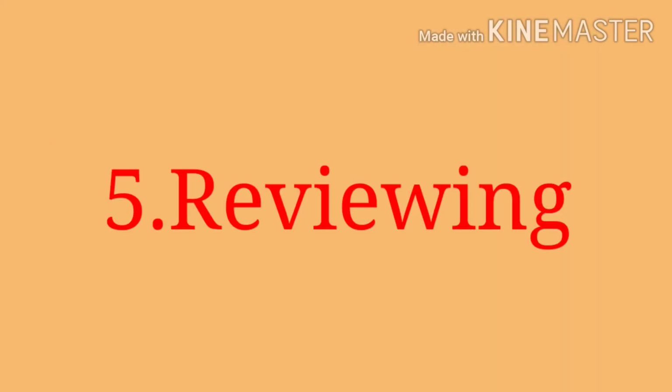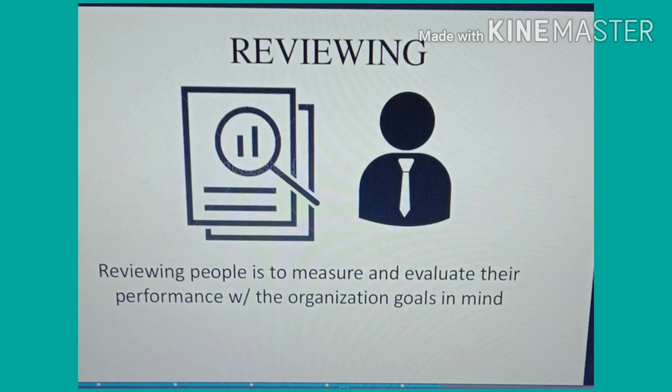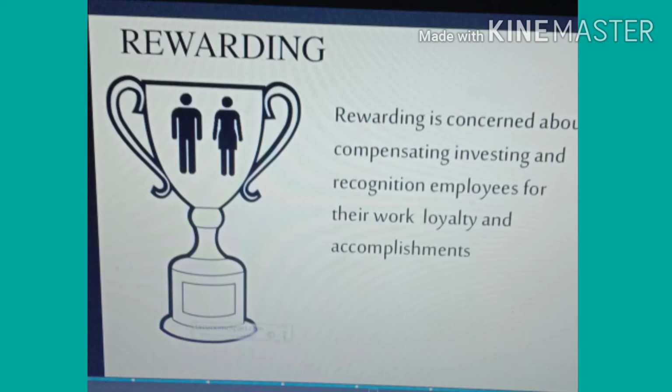The fifth of the 8 R's of human resources is reviewing. Reviewing people is to measure and evaluate their performance with the organization's goals in mind. Performance goes beyond the effort exerted by the employee. Performance measures the actual output and results, the outcomes delivered by people because they are competent, committed, and highly participative.